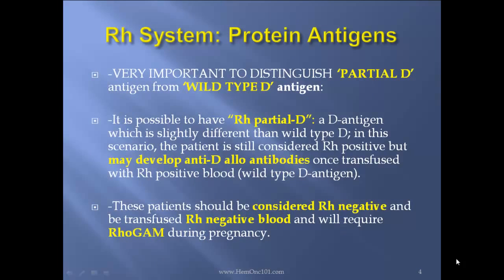Very important to distinguish partial D antigen from wild type D antigen. It's possible to have Rh partial D, a D antigen which is slightly different than wild type D. In this scenario, the patient is still considered Rh positive but may develop anti-D antibodies once transfused with Rh positive blood. Therefore, these patients should be considered Rh negative and be transfused Rh negative blood and will require RhoGAM during pregnancy.